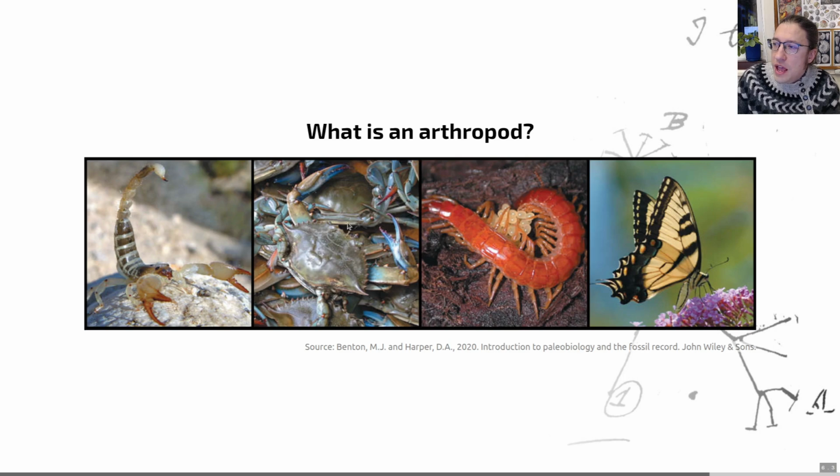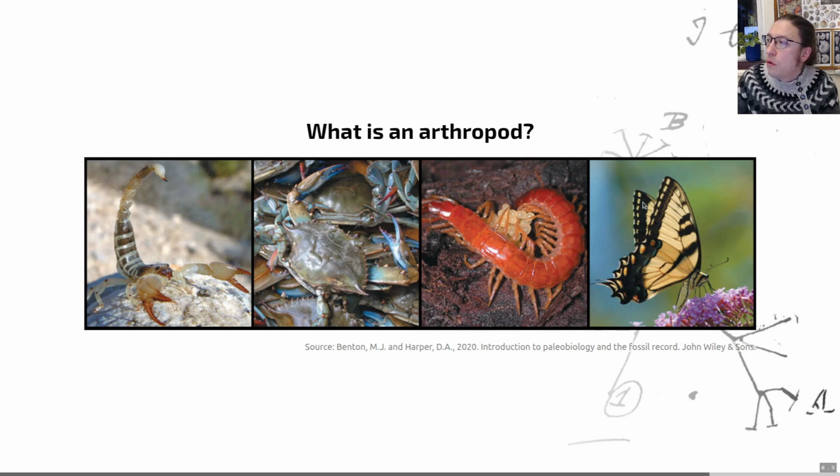The second here is represented by this crab that represents the crustaceans. Crustaceans are a group that includes crabs and lobsters, shrimp, prawns, woodlice. They're a diverse group with lots of different representatives, many of which are familiar to us today. The third living group of arthropods are shown here. This is a centipede, and this represents the myriapods. That's millipedes and centipedes and their kin.